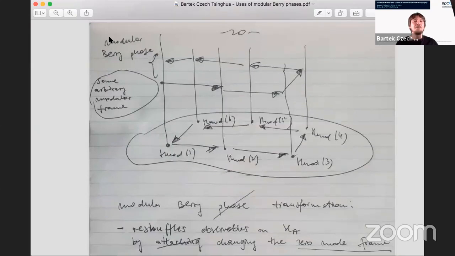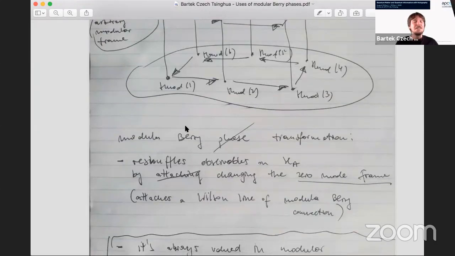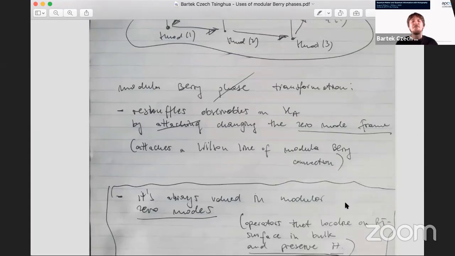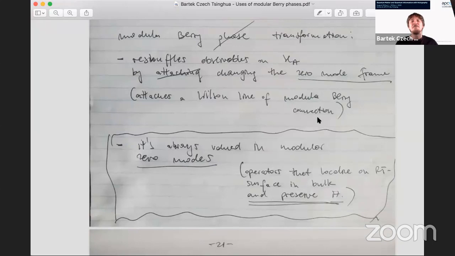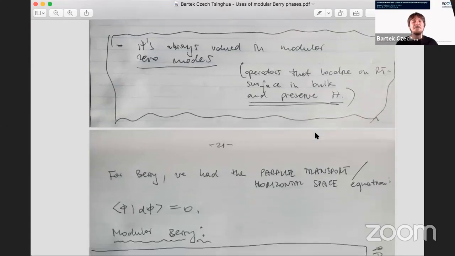And that effect will be the modular Berry phase. It really isn't a phase because it doesn't have to be a U(1). It's just some more general modular Berry transformation that we will discuss in a moment. And again, it reshuffles observables on HA by changing their zero mode frame. In other words, attaching a Wilson line of the modular Berry connection. And whatever the Wilson line, whatever the holonomy is, whatever the final Berry phase or generalization of it is, it's always valued in modular zero modes, operators that don't do anything to the RT surface, but they do something to operators away from the RT surface.